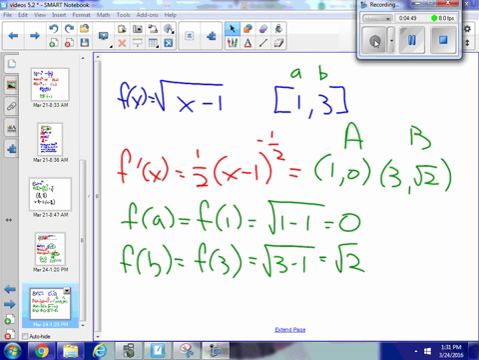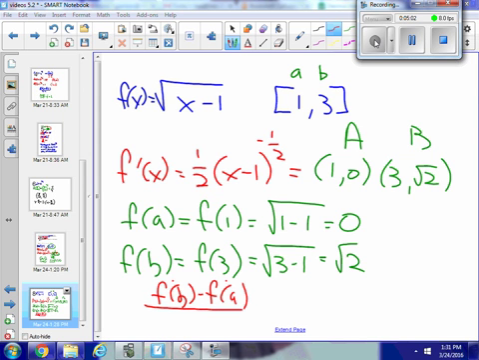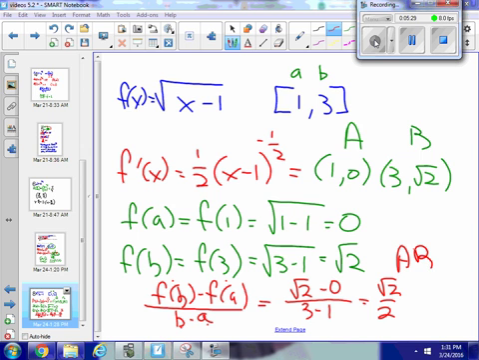So if I want to find the slope, I'm going to go f of b minus f of a. Those are my y2 and y1, divided by b minus a, which is x2 and x1. So that is equal to, well, f of b would be radical 2 minus 0, divided by 3 minus 1. So that gives me radical 2 over 2. That is the slope of my secant line AB.